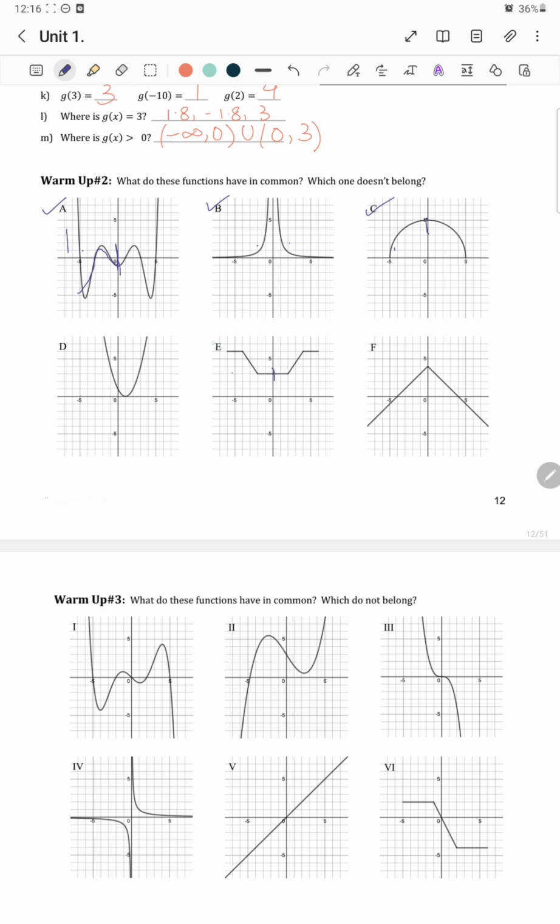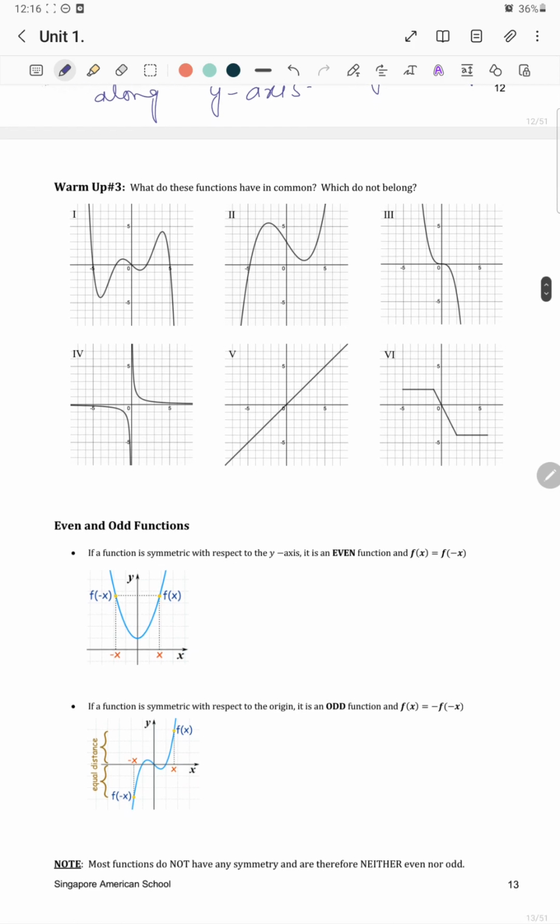E, yes, it does have symmetry. F. So A, B, C, E, F have symmetry along the y-axis. Therefore, D is different.